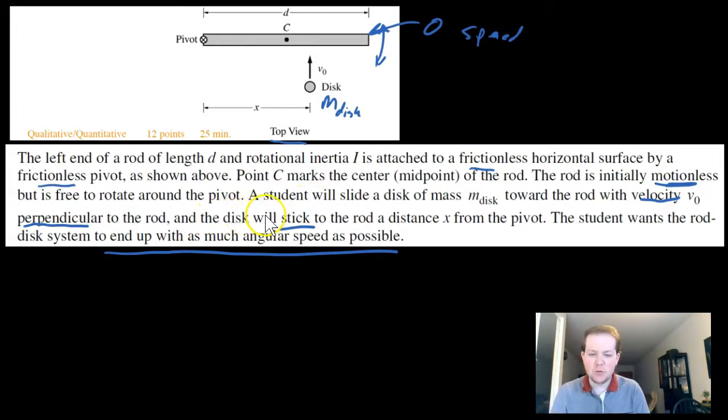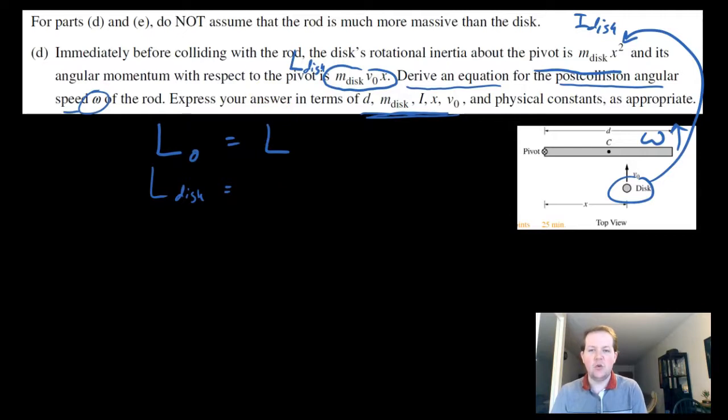Oh, right here. The disk will stick to the rod a distance x from the pivot. Okay, so back over here. It's sticking. So we learned that when things are sticking, it's like one object. So this is going to be the angular momentum of the disk and the rod. The rod didn't have momentum in the beginning, so it's just the disk. What's the angular momentum of the disk? They gave it to us, it's right here. m disk v naught times x. There's nothing else for the rod because it's staying at rest.